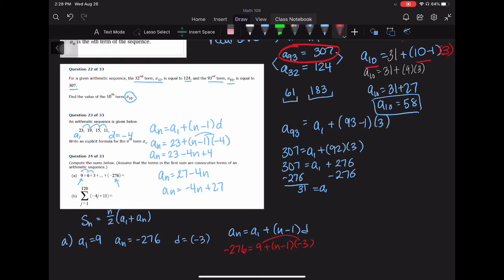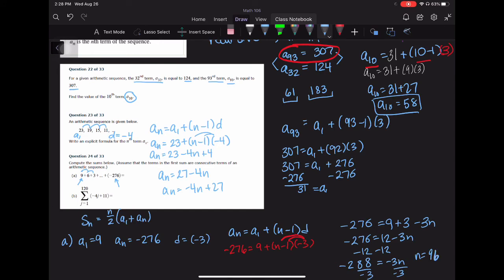Distributing -3 times n and -3 times -1, I get -276 equals 9 plus 3 minus 3n. -3 times -1 is +3, and -3 times n is -3n. So -276 equals 12 minus 3n. If I subtract 12 from both sides, I get -288 equals -3n. Dividing both sides by -3, I have n equals a positive 96.